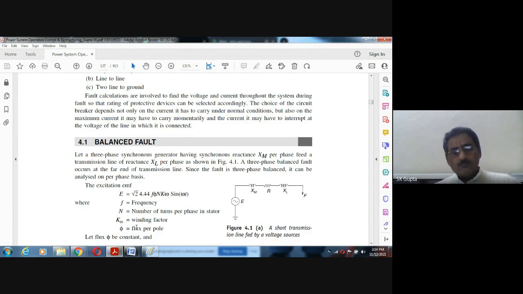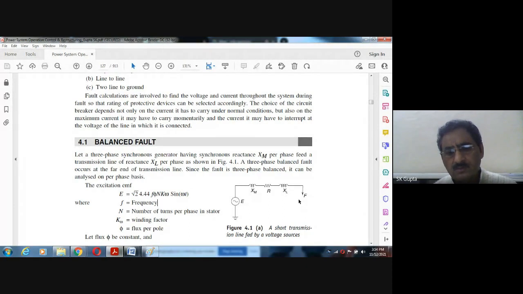So first of all, we draw the single line diagram of the whole system. For example, although it may be different, I am saying it is such a type of single line diagram where there is one source. This is the reactance of the source machine, XM. This is the reactance of the line, the resistance of the line, and the fault occurs here.